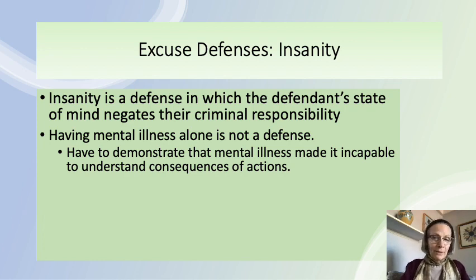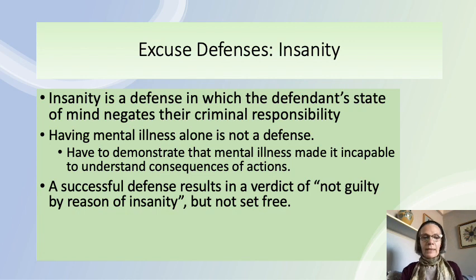However, if you have schizophrenia and you're off your medications and you're in a full-blown psychotic episode and you commit a criminal offense, then you'd have a more successful chance as a criminal defense attorney to say that your client was not capable of understanding the consequence of their action because they were in a psychotic state. A successful insanity defense results in a verdict of not guilty by reason of insanity.